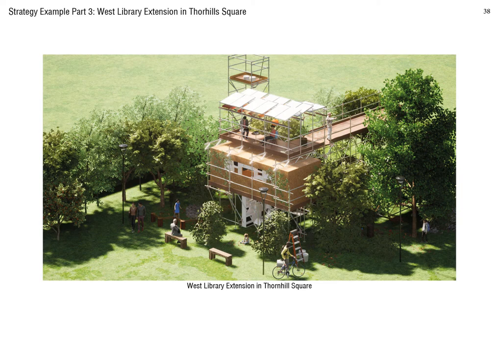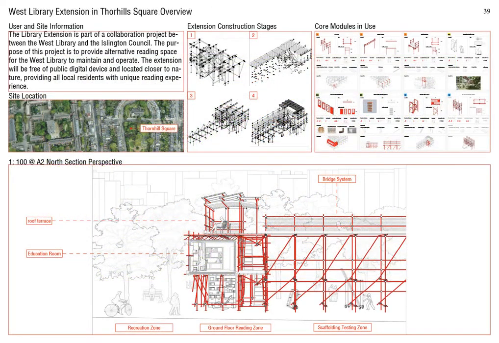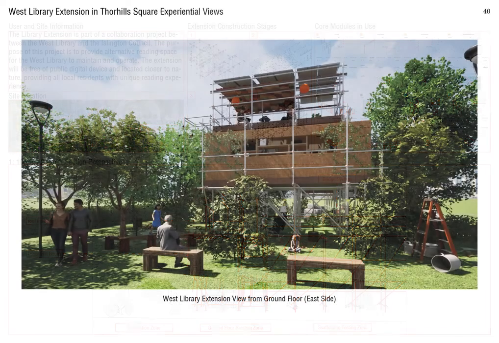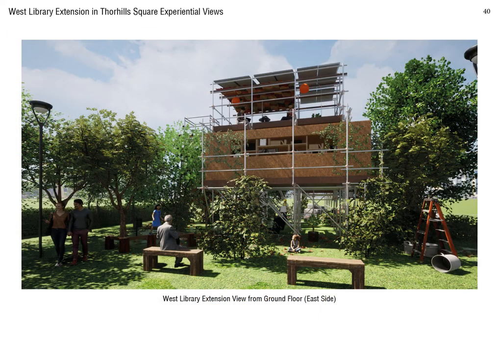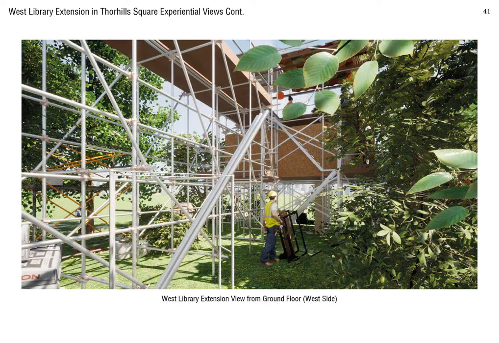This is the third example, and it's the West Library Extension in Thornhill Square. Here's the West Library Extension in Thornhill Square overview. The library extension is part of a collaboration project between the West Library and the Islington Council. The purpose of this project is to provide alternative reading spaces for the West Library to maintain and operate. The extension will be free of public digital devices and located closer to nature, providing all local residents with a unique reading experience. And finally, here are some experiential views of the West Library Extension in Thornhill Square.